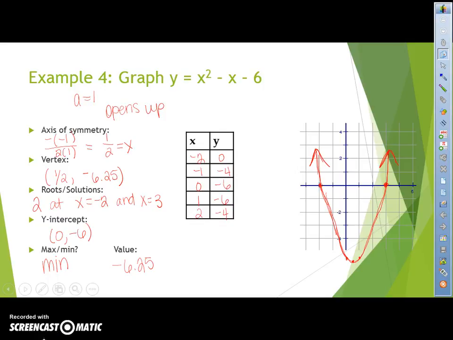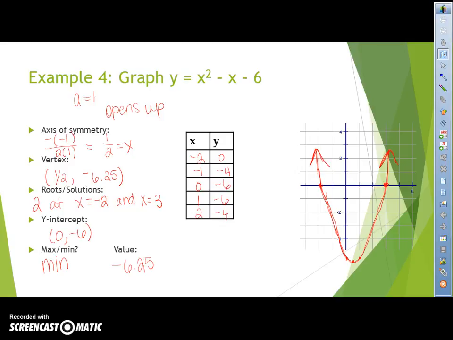Alright guys, so hopefully you've had a chance to look at this last example. Notice that your a value is equal to 1, and so it opens up. Your axis of symmetry, when we do negative b over 2a, is going to be equal to 1/2. Again, we write that as an equation, so x equals 1/2. Your vertex x-coordinate is 1/2. Plugging that back in gives you a coordinate of negative 6.25.